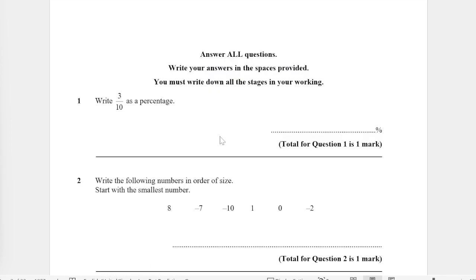Okay, so question 1, write 3/10 as a percentage. Percentages are out of 100, so in our heads we would convert that to being out of 100. So 30 out of 100, so it would be 30%.